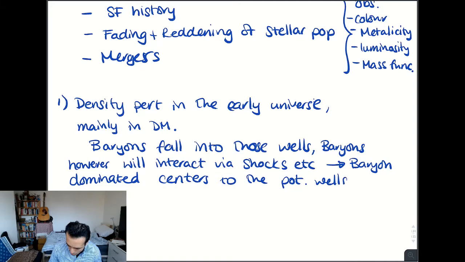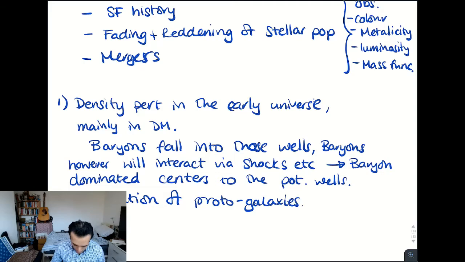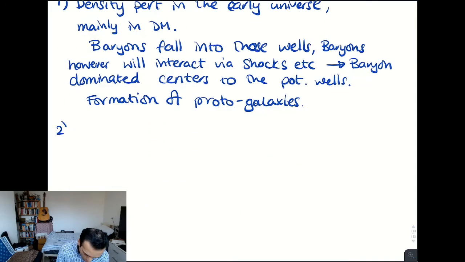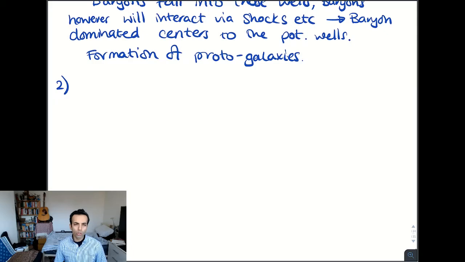To the potential wells. And we get, basically at the end of the process, the first proto-galaxies being formed. So we have the formation of proto-galaxies. Okay, cool. So once we've got our proto-galaxies, what's the next stage?